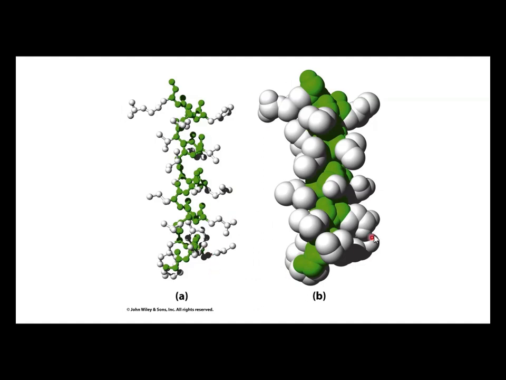Here's what they look like in a space-filling model and a ball and stick model. There really isn't a lot of space in the alpha helix. The inside is completely taken up by the backbone, and the side chains protrude out. I wonder if you can pause the video and see if you can identify some of those side chains.